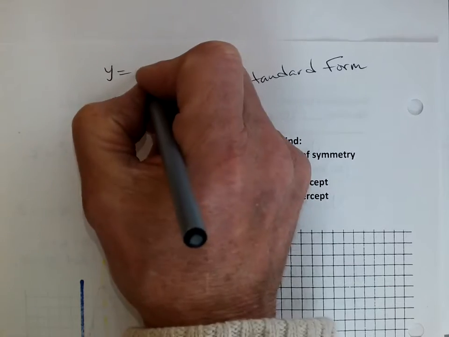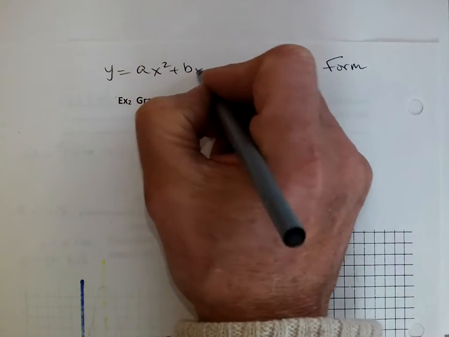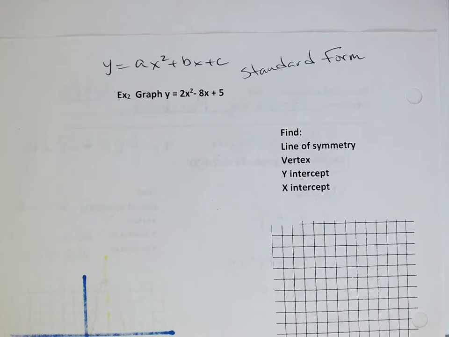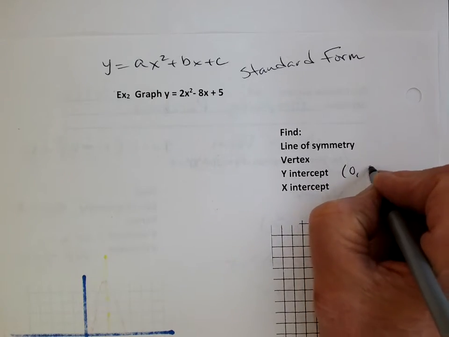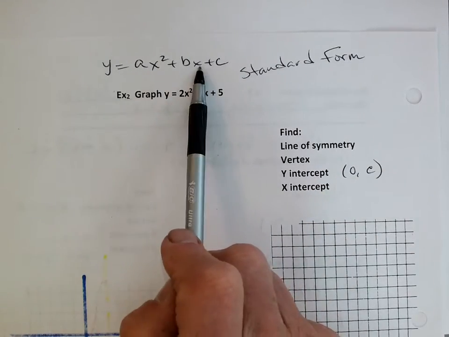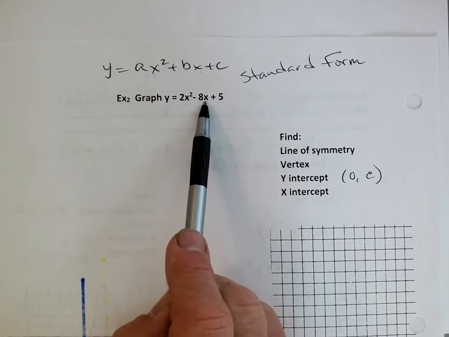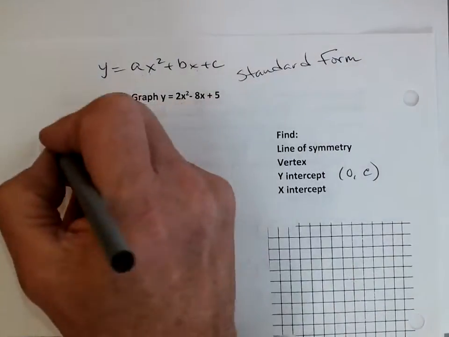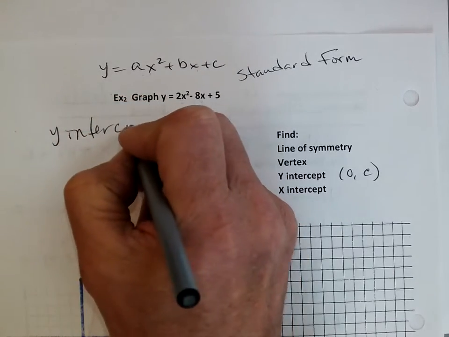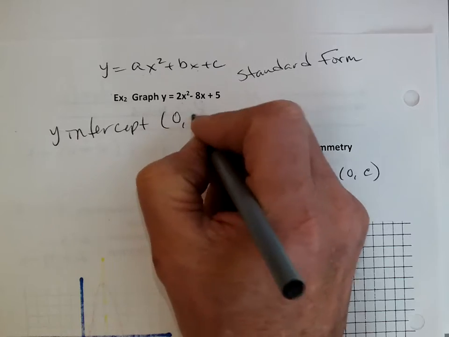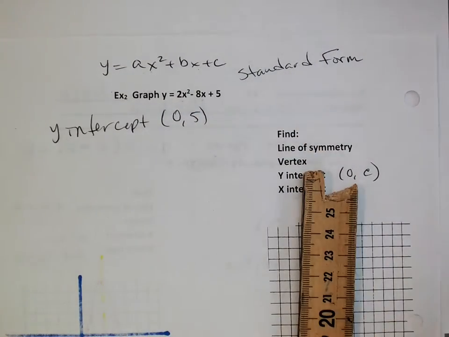Y equals ax squared plus bx plus c. That's standard form. And I think probably the easiest thing to find right now is the y-intercept, right? So the y-intercept, from standard form, is just (0, c), because if x is 0, again, same concept, let x equal 0. So if x is 0, in this case, we're left with 5. So my y-intercept is at (0, 5). Okay, so let's see here.